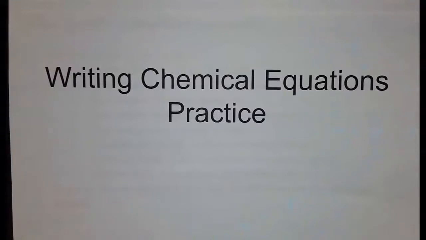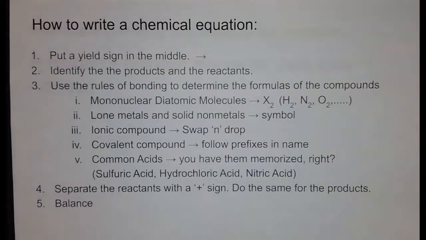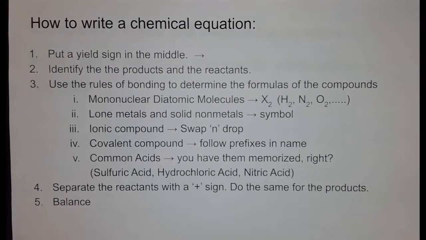Good morning. This morning we are going to practice writing chemical equations. Here are the steps. First thing you want to do is identify the products and the reactants, and you put the yield sign in the middle so you can put the products on the right and the reactants on the left. When you're determining the products and reactants, you must remember the rules of bonding.